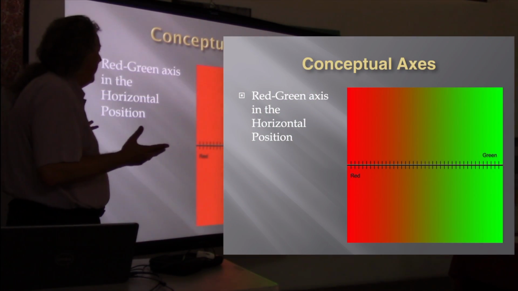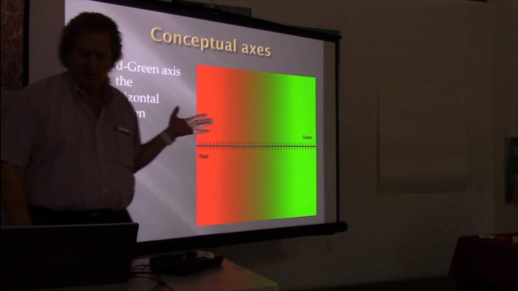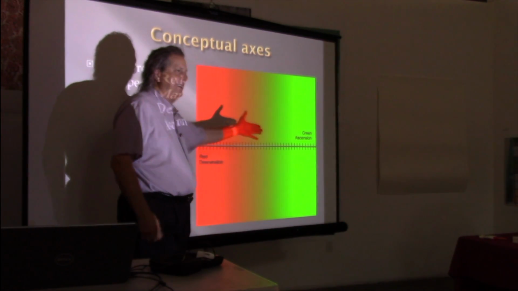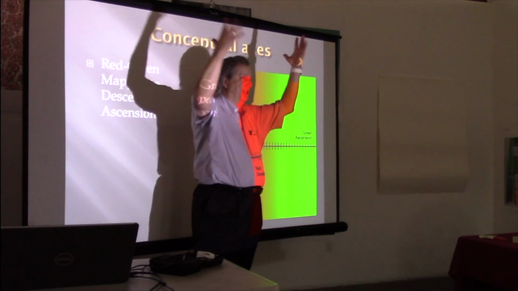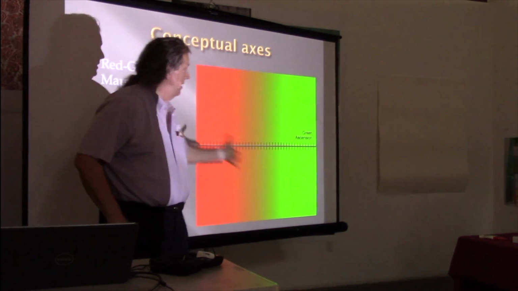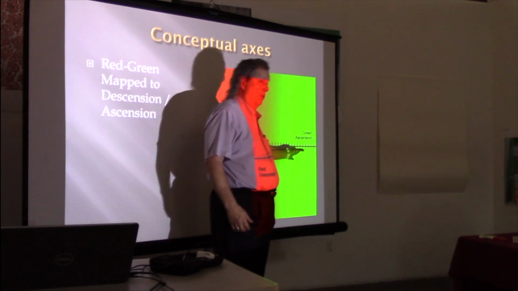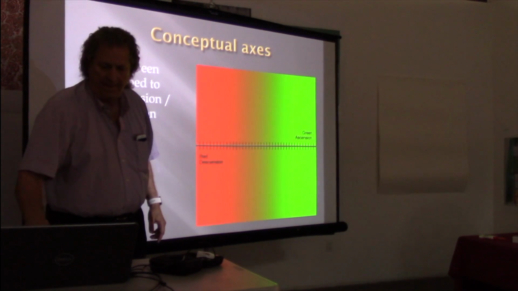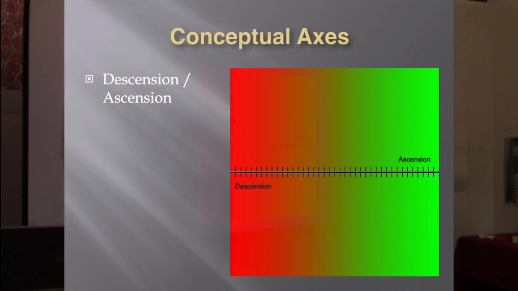So here's an axis where we're mapping a color between red and green. We can also map ideas, concepts onto this as well. So red is dissension, green ascension, and we get a gradient. So we can feel in between ascension and descension. More ascension, less descension. So here it is without the words red and green.